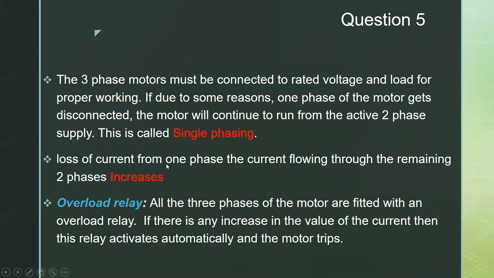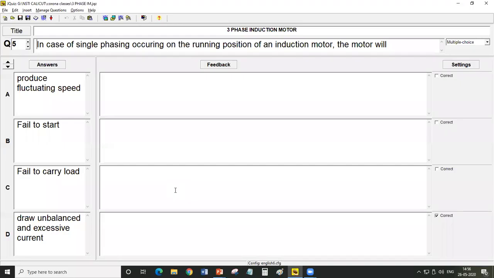Due to the loss of current from one phase, the current flowing through the remaining two phases will increase. So due to that reason the current in the two phases will be increased. Okay, so what will happen? It draws unbalanced and excessive current. That will be our answer. So when single phasing occurs, there is unbalanced and excessive current.